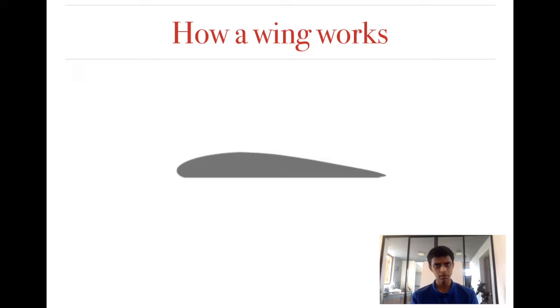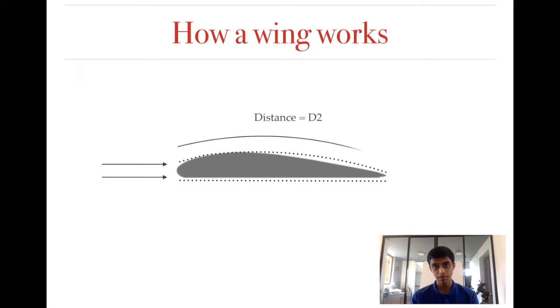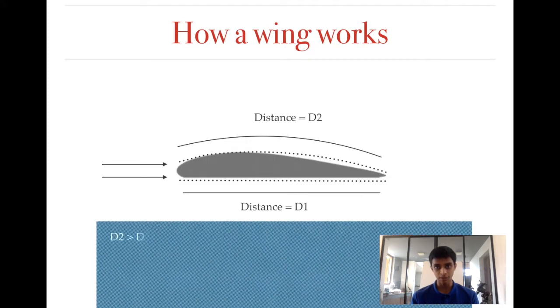Now let's talk about how a wing works. Essentially, the wing works like this. When the plane is moving, air comes and hits the wing, and part of the air moves above the wing and part of the air moves below the wing. Because of this very special shape that the wing possesses, called an aerofoil, the distance that the airflow moving above the wing needs to move is greater than the distance the airflow moving below the wing has to move. So if we call this distance d2 and the distance below d1, d2 is greater than d1.